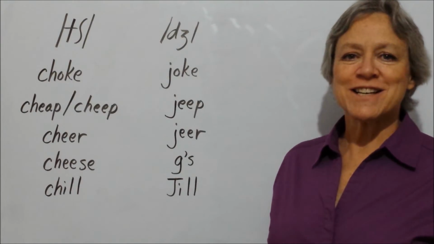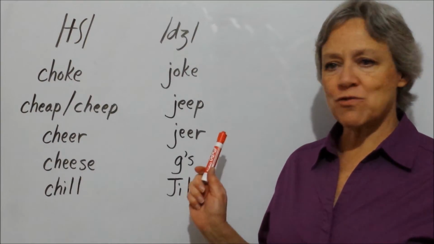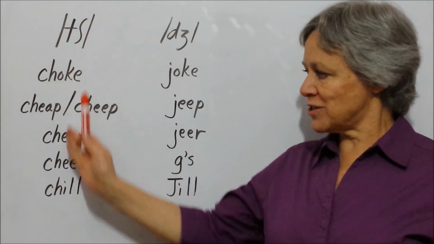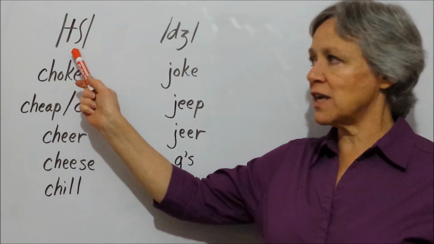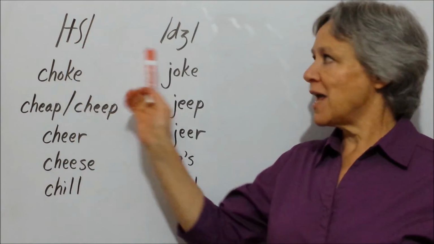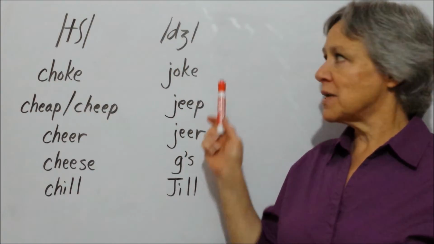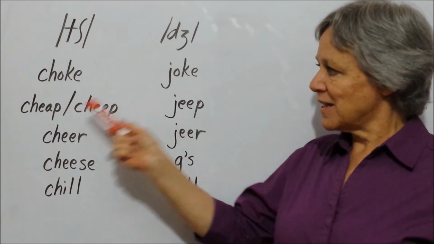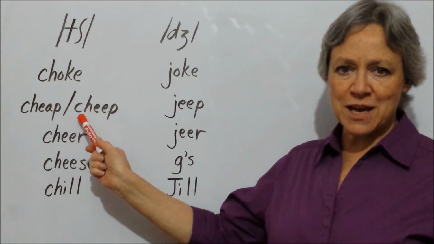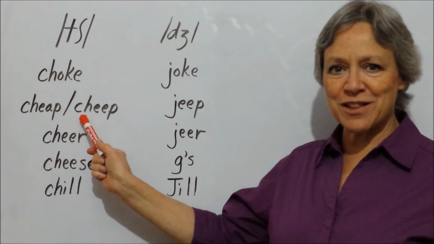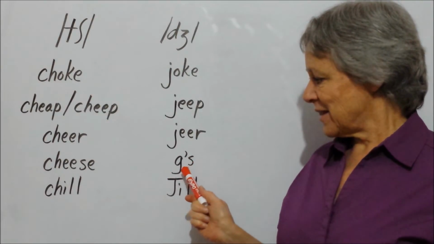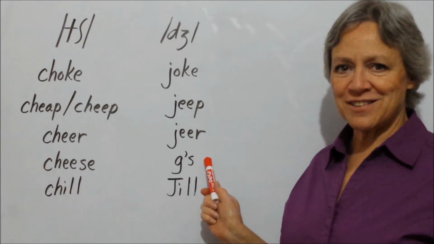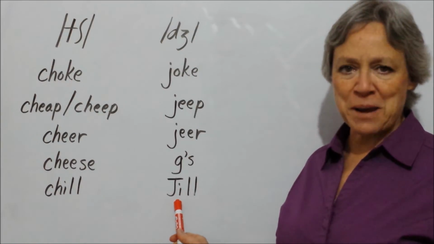Here are some words which sound the same, except for the sound at the beginning of the word. Each of the words in this column starts with the ch sound, and each of the words in this column start with the j sound. These two words have the same pronunciation, so I've put them together. This is the letter G, which I've written like this to make it plural, and this is a girl's name.